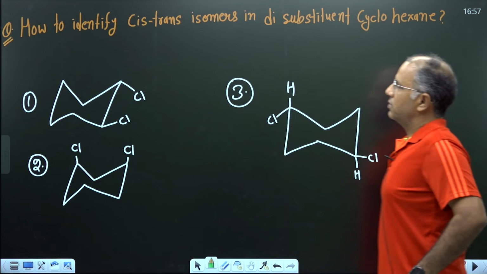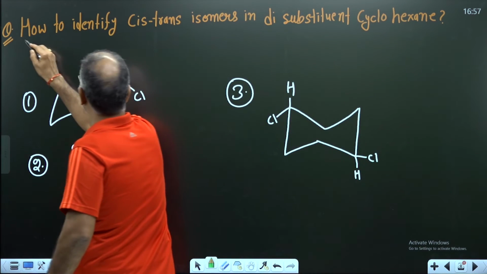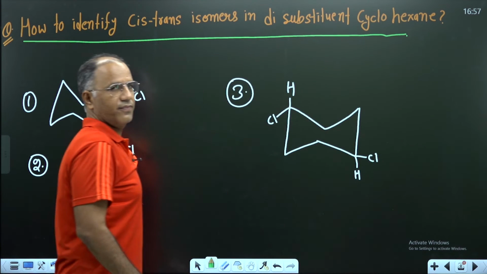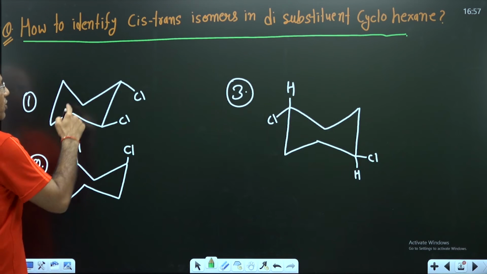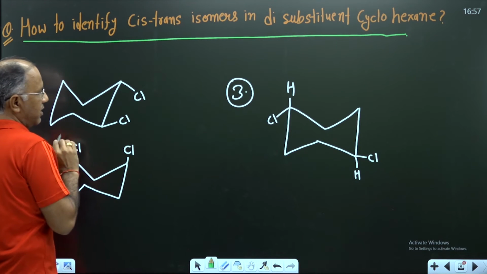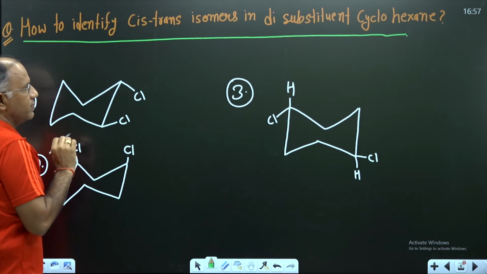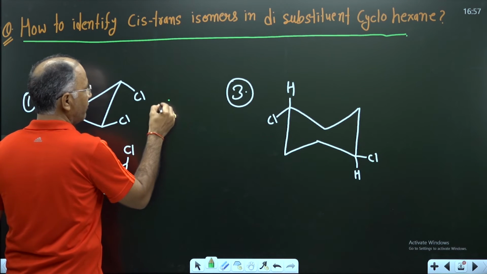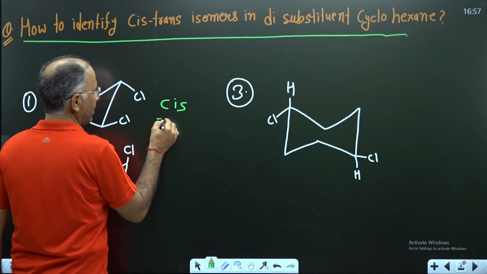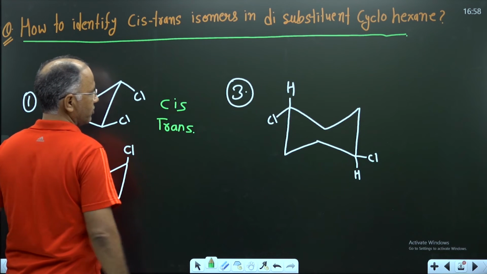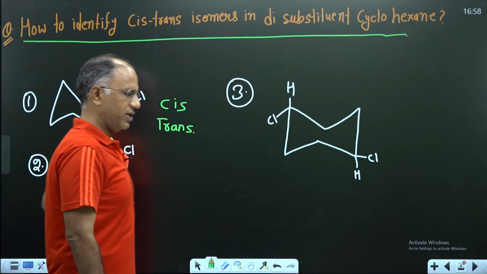Now, how to identify cis trans in disubstituted cyclohexane? This is the chair form of cyclohexane and this is the disubstituted. What is the meaning of disubstituted? Two hydrogens are replaced by two other groups. Now, you have to determine whether it is a cis isomer or a trans isomer. Now, what is your answer?